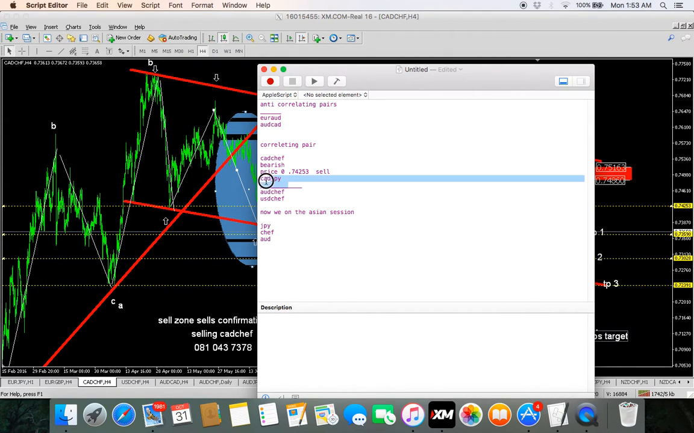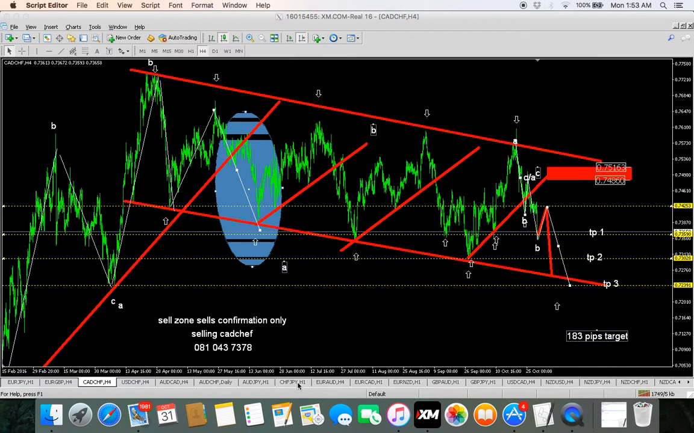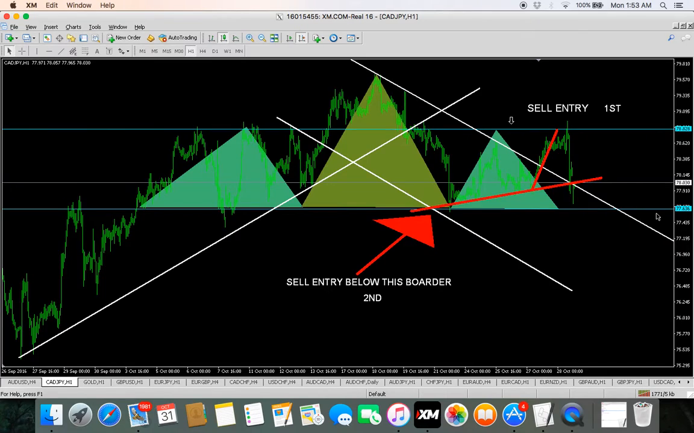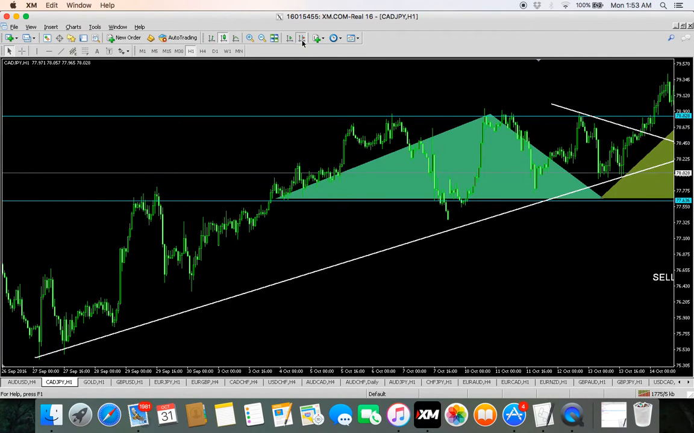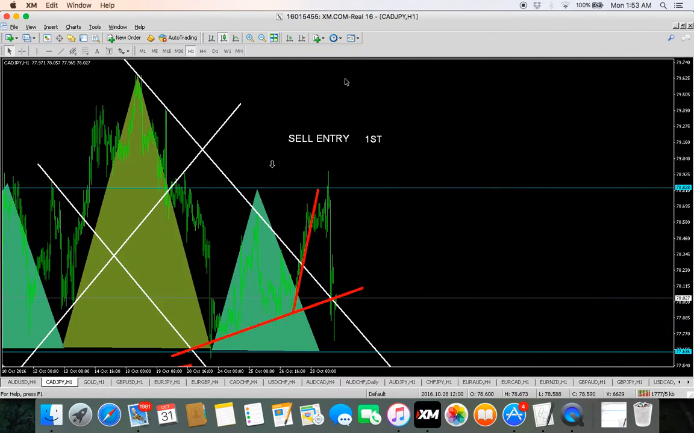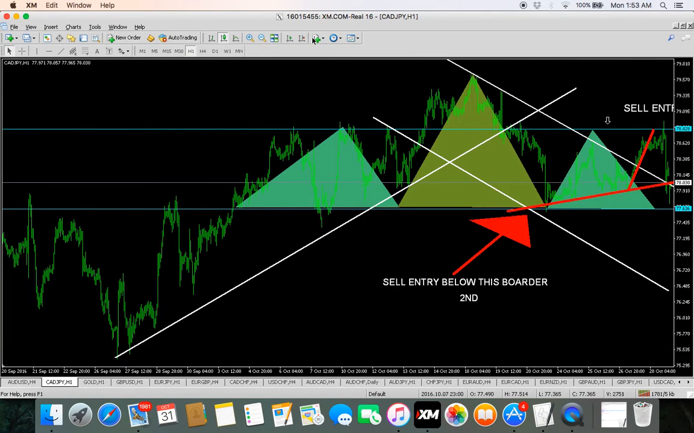The correlating pair of this one is CAD, Canadian yen. It's not there on my timeline. Where is it? Okay, it's on the right. Okay, there we go, guys. We did this. We analyzed this also. It's on a downtrend.